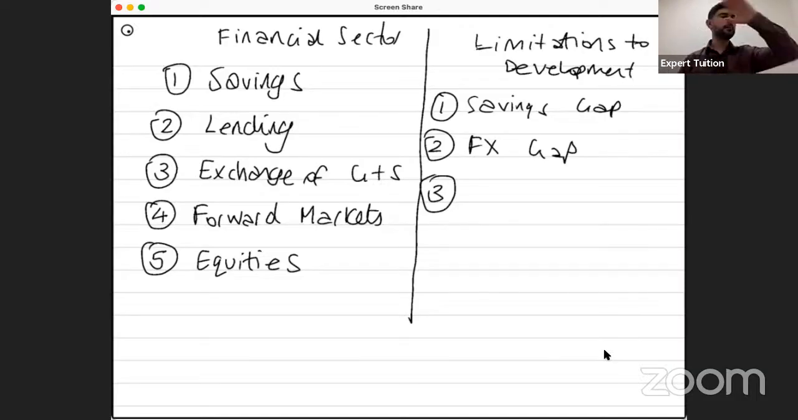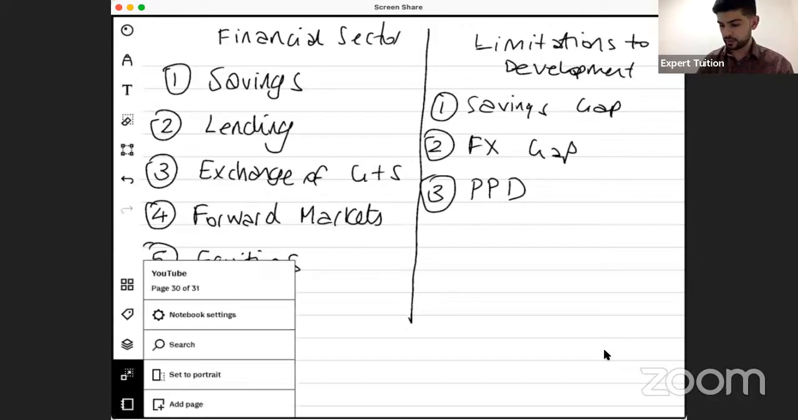Number 3 is a massive, massive limitation. It is so big that it could literally be a 25 marker in isolation. Primary product dependency, PPD. Let me explain primary product dependency in as much detail as I can.